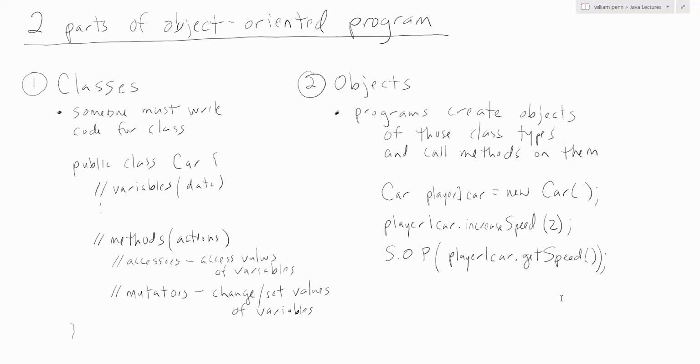But anyway, the big picture, right? Somebody has to first create a class, then we can just use objects of that class type. So we could create lots and lots of cars now. Player one car, player two car, Joe's car, Steve's car, whatever we want to make, okay? And then we can actually use those in our programs. So that's the big picture.